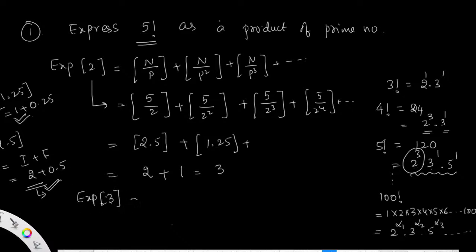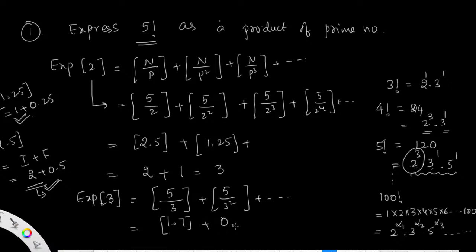So that is why this formula can be used: floor of 5 by 3, then floor of 5 by 3 squared, and so on. This is enough. Floor of 5 by 3 means how much? 1.7. And then 5 by 9 is nothing but 0 point something, 0.5 something.